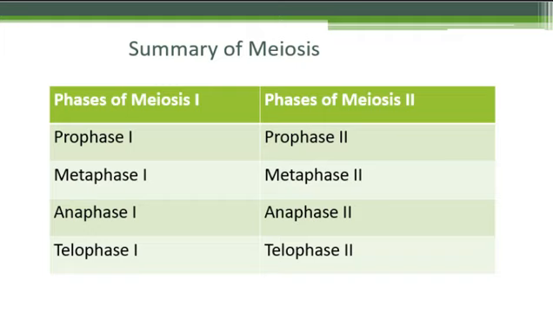From here to here, I start with 1 cell, I end with 4 cells. 4 haploid cells. That's what meiosis is going to do for me. Mitosis is forming 2 diploid cells. Meiosis is forming 4 haploid cells. Do you see the difference there? Yes?